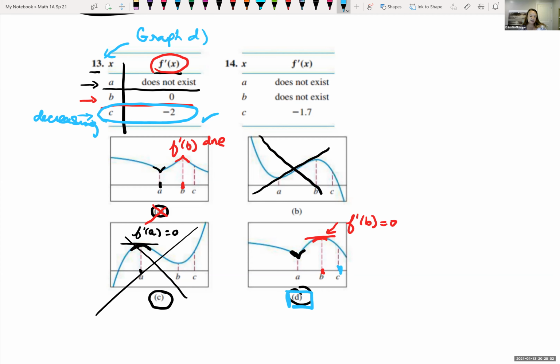So I would do the same thing for number 14 to find that graph. I see that at A and B, the derivative doesn't exist, so I'd have to have a sharp corner at x equals A and at x equals B. And that at C, my first derivative is -1.7, so it must be decreasing. And I would make sure that for the graph I chose, all three of those conditions held true.